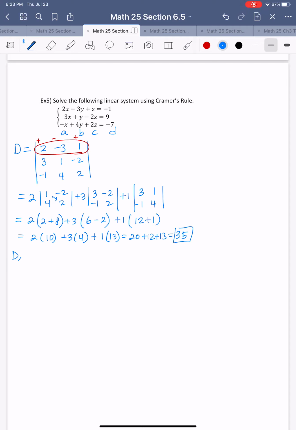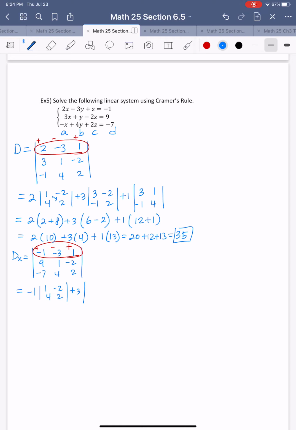Alright, this is D sub x. I'm using the D for the A, so negative 1, 9, and negative 7, and the other places stay the same: negative 3, 1, 4, 1, negative 2, 2. Same thing, I'm using the first row, so positive, negative, positive. So negative 1 minus 1, negative 2, 4, 2.